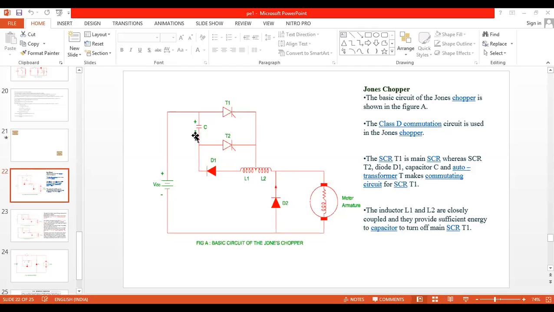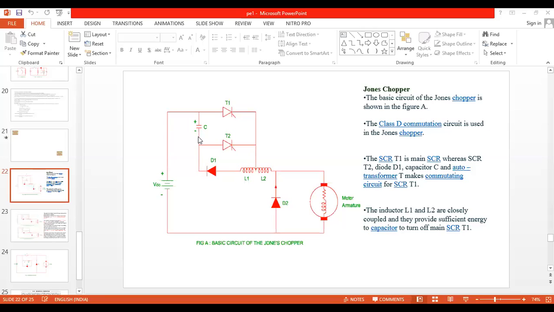Yes, Monica. Any doubt is there? You ask. Okay. Right. Now, what is case two? Case two is discharging of capacitor. So discharging current flows from C plus to T1 to L1, and from L1 to diode D1 to C minus.